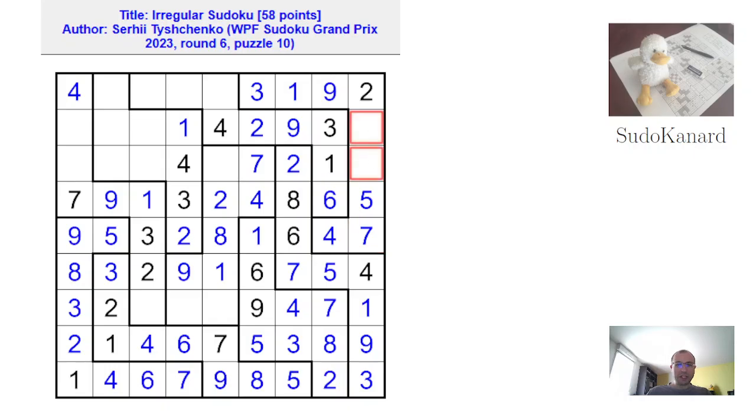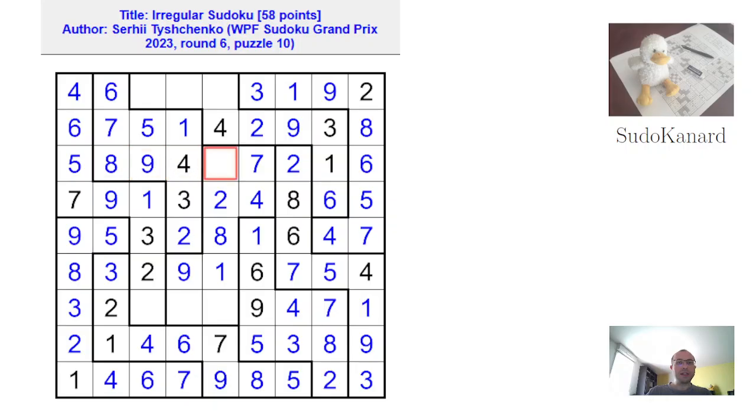Here we need 6 and 8. 6 is not here, but it must be somewhere on the row. This column needs a 7 and an 8. We have a 7 here. And this 8 resolves the 6, 8 pair. Here we need 5 and 6. There is a 6 here. On the row we need the 5, and this region needs a 9.